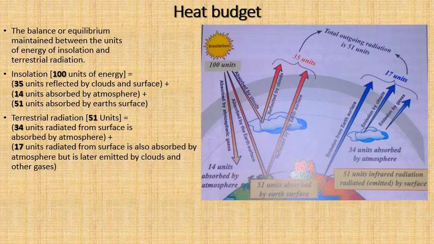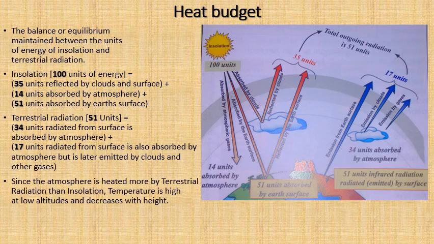Okay. So if we conclude, we can see that insolation, 100 units of energy, is being split, some being reflected, some being absorbed by the atmosphere and some reaching the Earth's surface and being absorbed. Terrestrial radiation, if we conclude, the 51 which was received, 34 is going to the atmosphere and it stays in the atmosphere, 17 goes to the atmosphere and then later from the atmosphere and clouds, it goes to the outer space. Since the atmosphere is heated more by terrestrial radiation than insolation, temperature at low altitudes decreases with height.